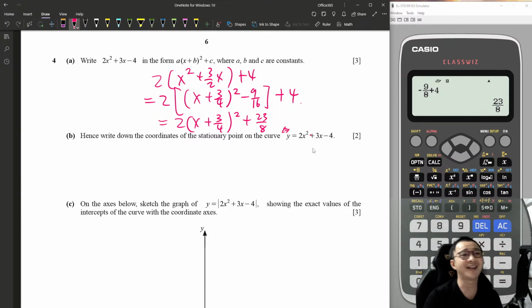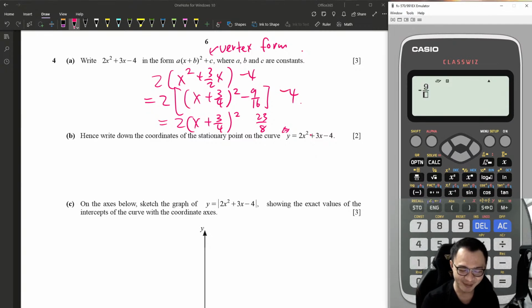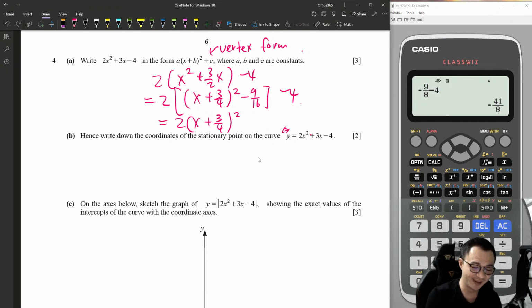Done. 3 marks. If you have no idea what completing the square is, we also call it vertex form. Another name for it is vertex form. Completing the square is kind of the process to get the vertex form. Right. It's -4. Oh my god, what happened to my eyes? It's -4. Alright, let me type again. 9 over 8 minus 4. So yep, it's negative 41 over 8.